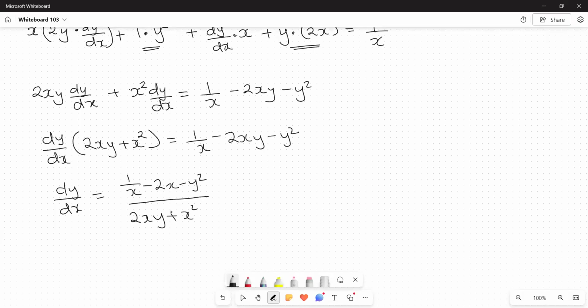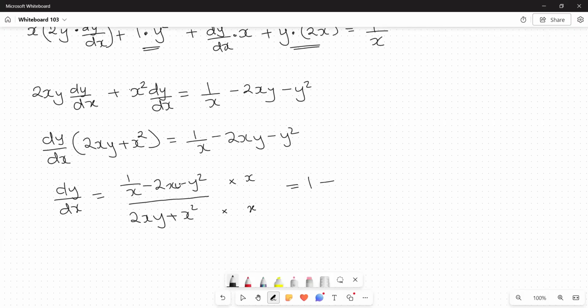okay, and then we said we just don't like to have fractions within a fraction. So what we can do is the numerator, we can multiply everything by x. The denominator, we can multiply everything by x. So x times 1 over x, this is 1, minus 2x.